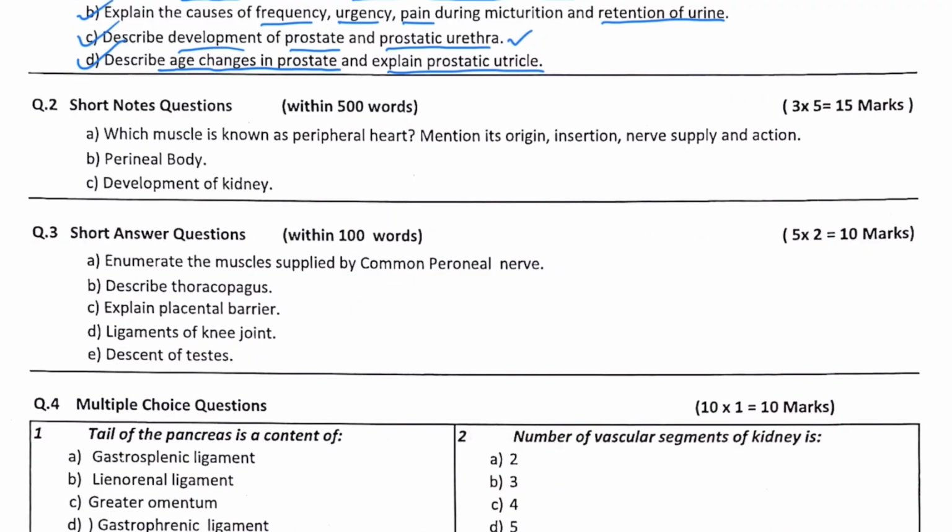Next, question number 2, short notes question. First one here is, which muscle is known as the peripheral heart? You all must be knowing that it is soleus in the back of the leg. Although there is another muscle that's called the peripheral heart, and that is lateral pterygoid, because both these muscles have venous plexus within and surrounding them.